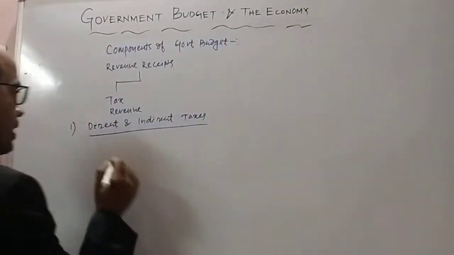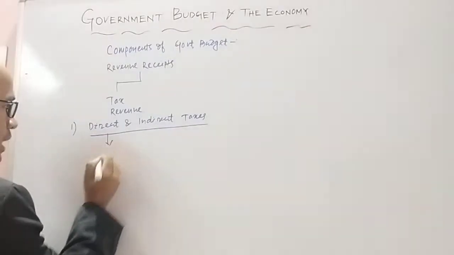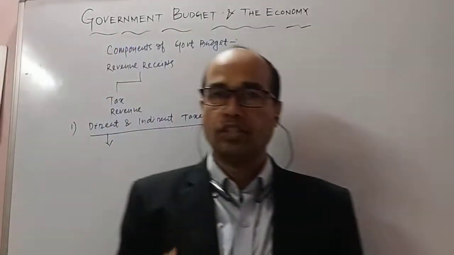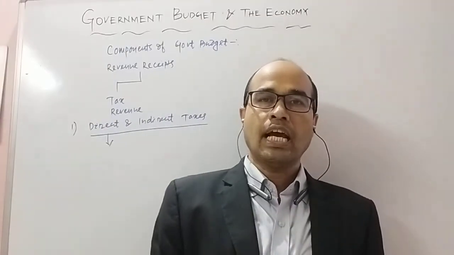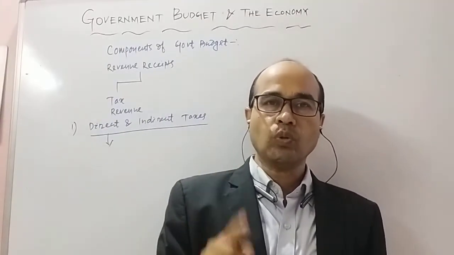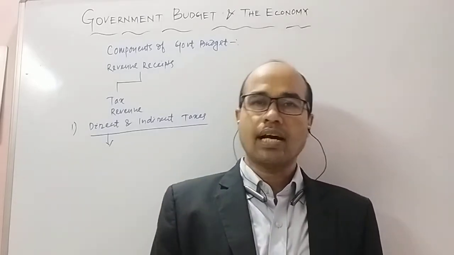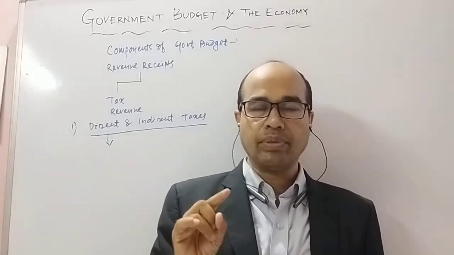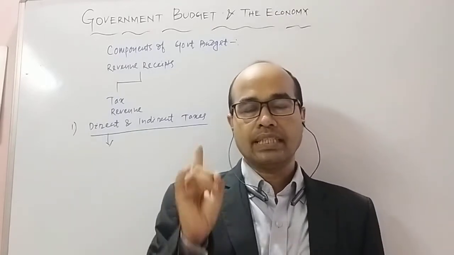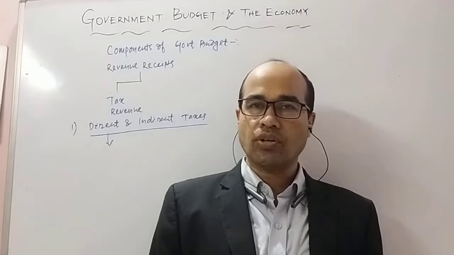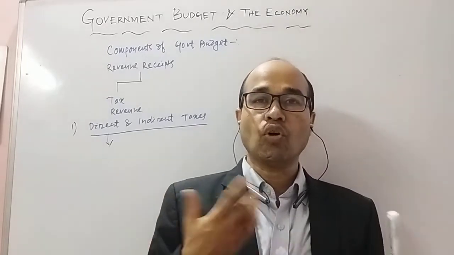What is the first one? Direct taxes. A direct tax is that tax which is charged over one person, and that person is bound to pay the tax to the government. Once again, direct taxes are those taxes which are levied over one person. That person will pay the tax to the government. And what are the other characteristics? It is non-transferable.